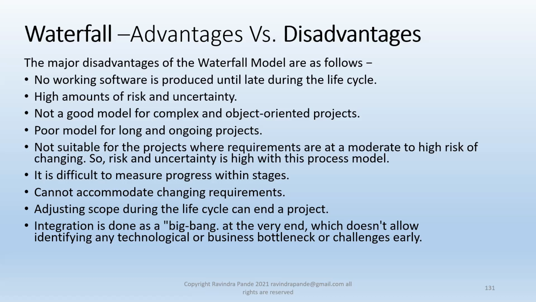High amount of risk and uncertainty, because you gather the requirements, and if the requirements are not really sturdy enough, if they keep changing, then you run into a very high risk of redeveloping or replanning, and there is a lot of uncertainty. This is not a good model for complex and object-oriented projects. What is complex? Complex is a changing scenario. We are trying to align with the business management, trying to understand the business scenario change and adopt it, whereas here you try to ignore them in a way.